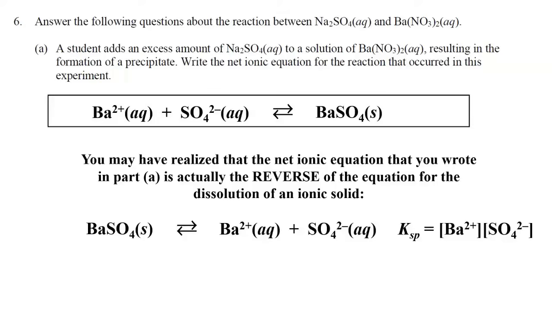So in question 6, one of the things that we will have to do is to compare the value of Q with the value of K. Specifically, Qsp and Ksp will be compared. So in part A, it said a student adds an excess amount of sodium sulfate to a solution of barium nitrate, and there was a precipitate. But that's because an excess amount of sodium sulfate was added. If you combine a certain amount of sodium sulfate and barium nitrate, it may or may not produce a precipitate depending on this comparison between Qsp and Ksp.